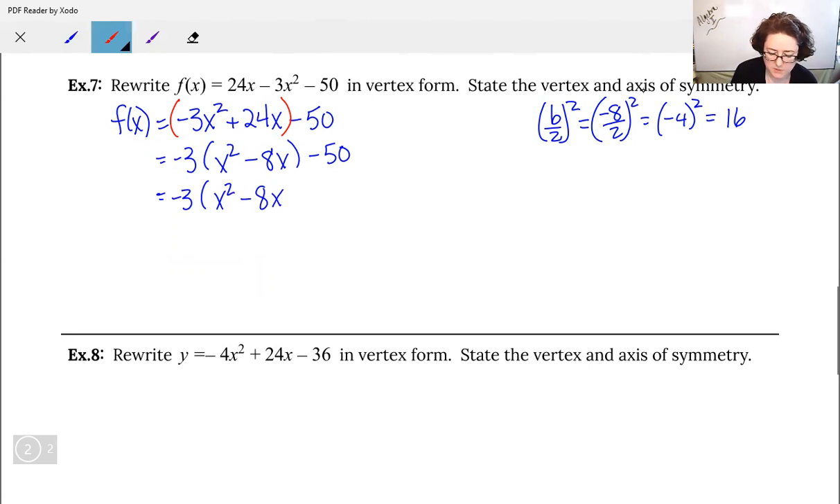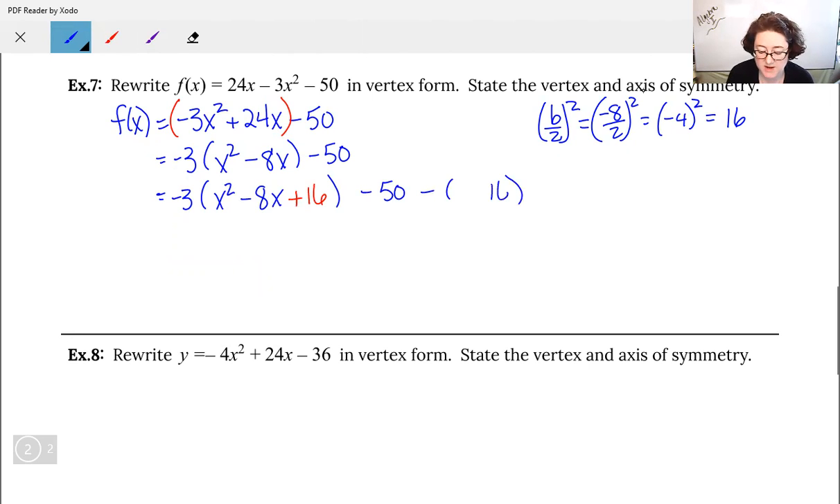Here we go. Add your 16 inside. But then we have to subtract our 16 outside, but we're not really doing a 16. Let me color code. We're really subtracting out a -3 times 16, because don't forget that a value, it's still influencing anything that's inside those set of parentheses.